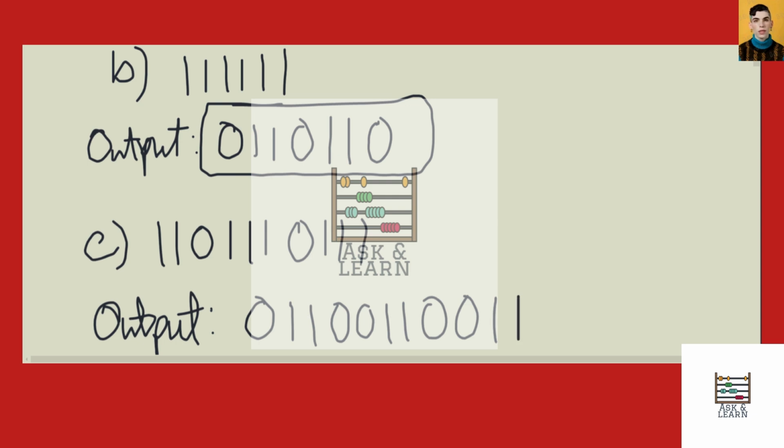And finally, the last input is a 1, and we move from S1 to S0, and the output is a 0. And so the output string is 0110011 00110.